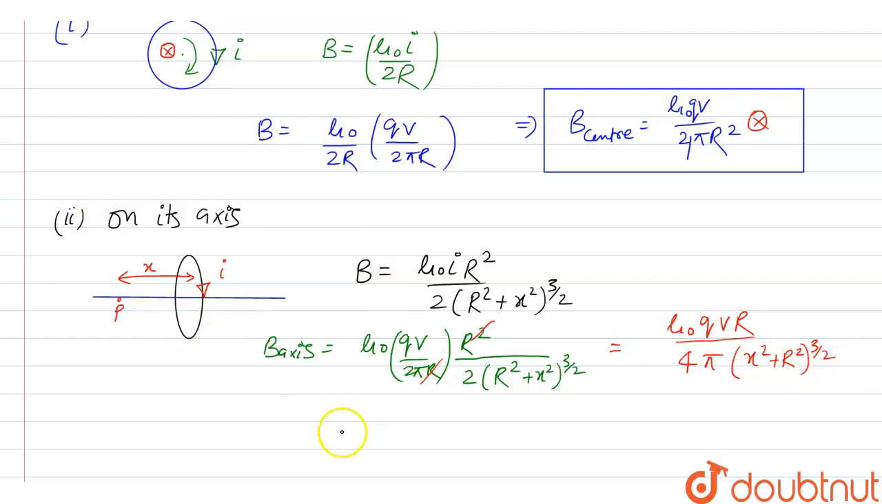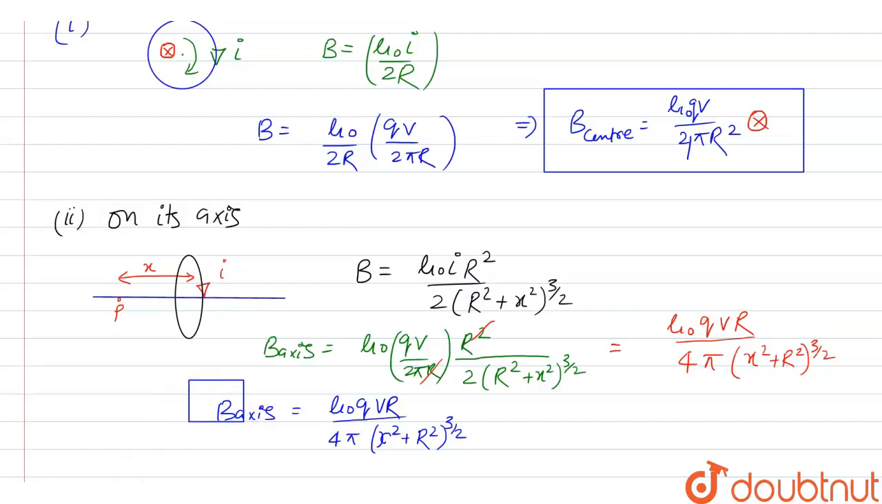We can rewrite it as B axis is equal to mu naught QBR upon 4 pi times x square plus r square whole raised to the power 3 by 2. Okay, so this is the final expression for the magnetic induction at a point on its axis.